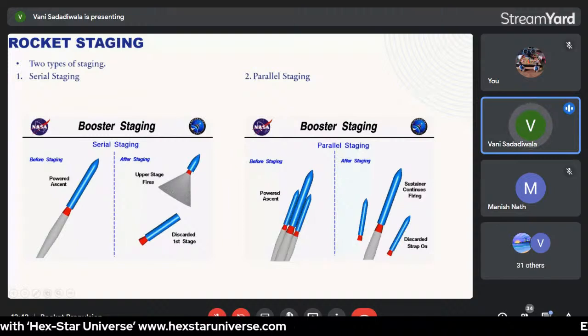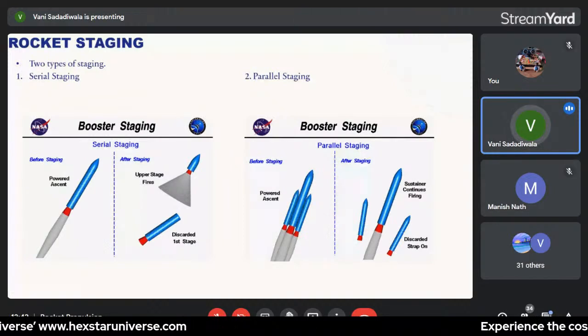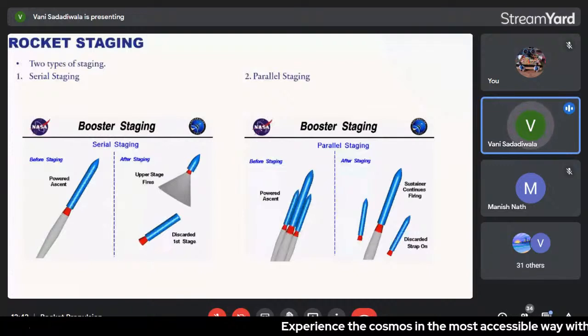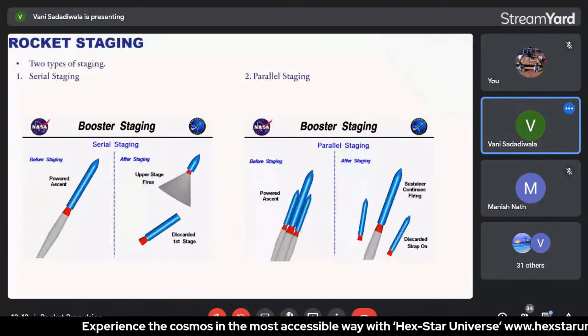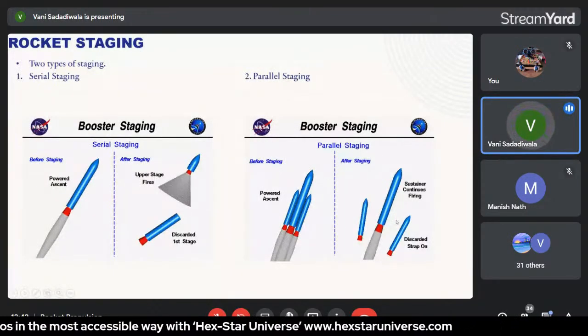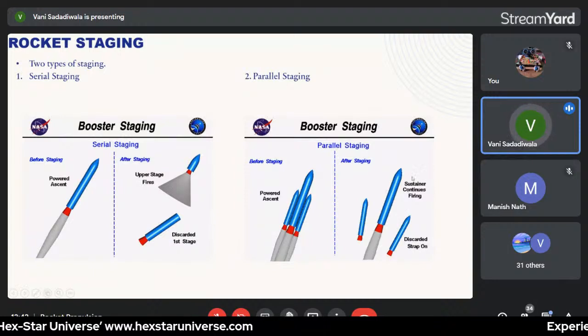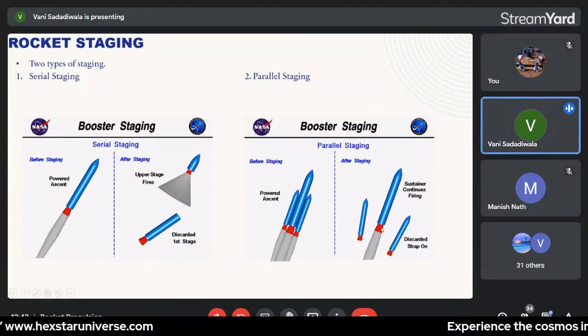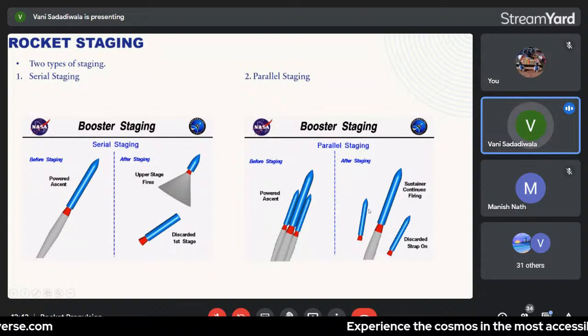In this condition, due to the configuration of the discarded straps on the parallel sides, that is on the left and the right of the fuselage body of the rocket, this is called parallel staging, in which the sustainer continues the firing part after the discarded straps are released from the joint mechanism.